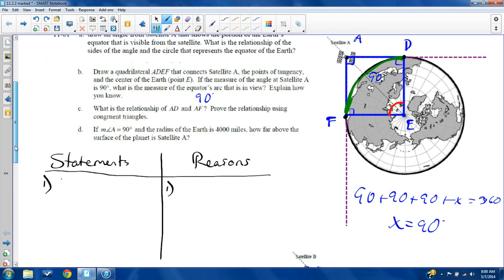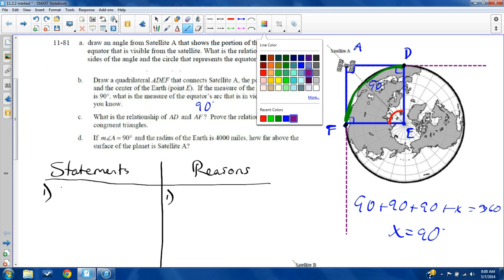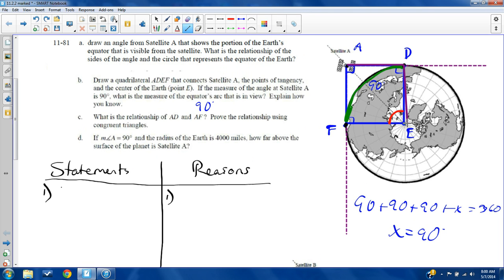Okay, let's start listing some givens here. First of all, what I want to be able to do is prove that two triangles are congruent. So I'm going to match up this purple triangle right here, ADE, with this yellow triangle here, AFE. When I do, I can then prove that these two segments are congruent by CPCTC. This one's actually going to be pretty simple. AE is congruent to itself by the reflexive property.